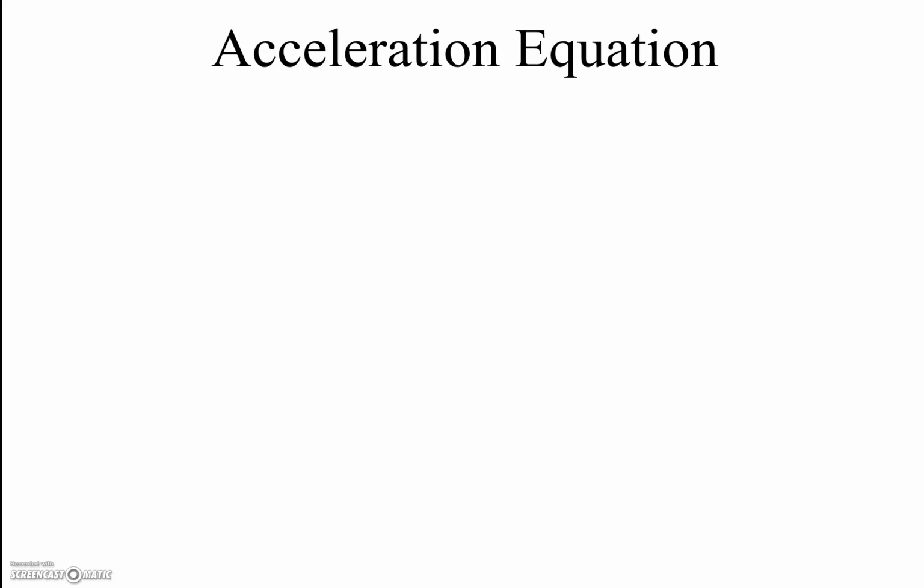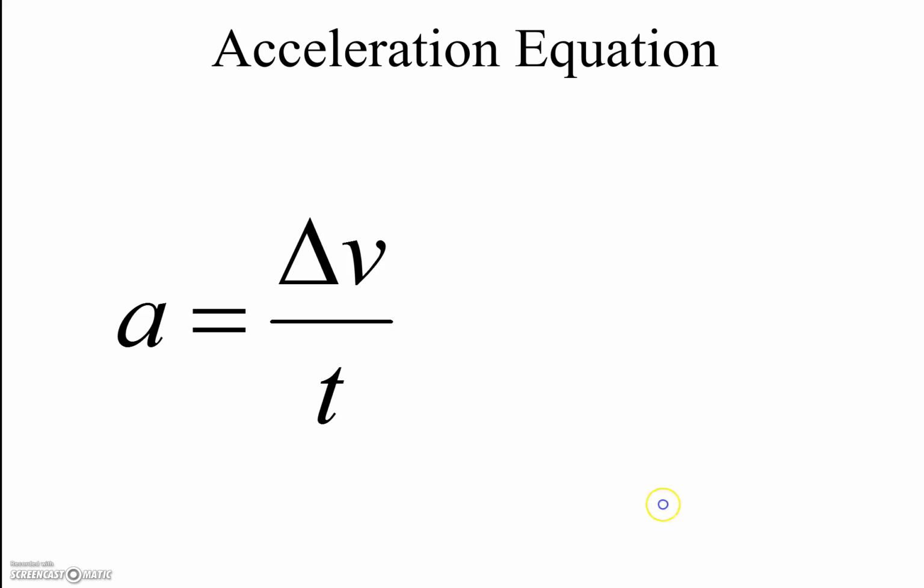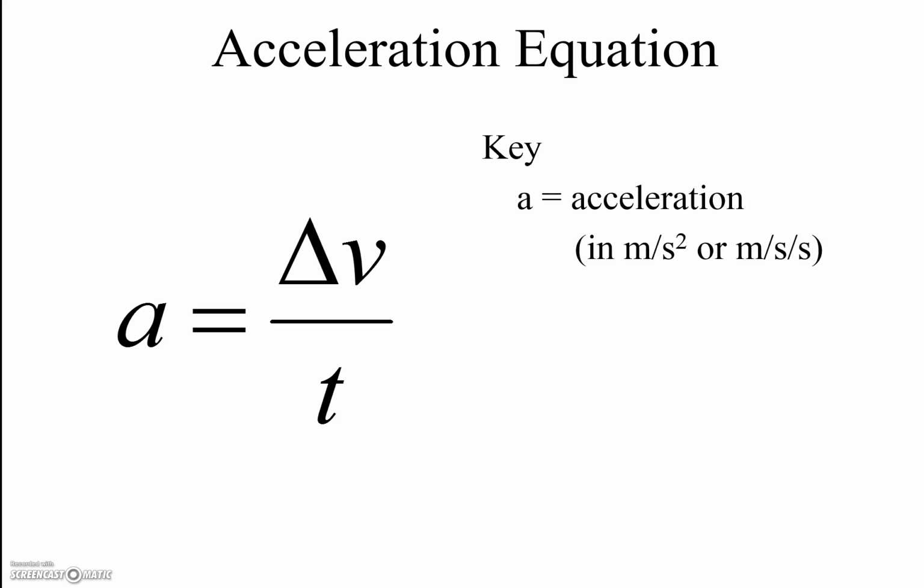Next, let's look at our acceleration equation. Our acceleration equation looks like this. We've got A equals delta V divided by T. Our A equals our acceleration. And our units for acceleration are meters per second squared or meters per second per second. Our delta V is our change in velocity. The units for change in velocity are meters per second.